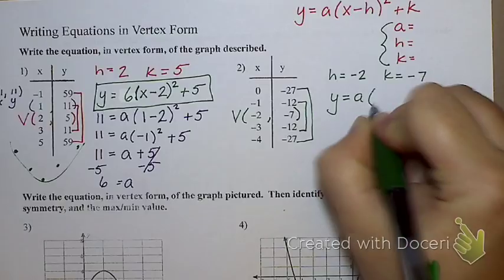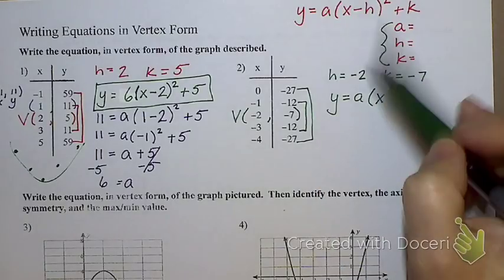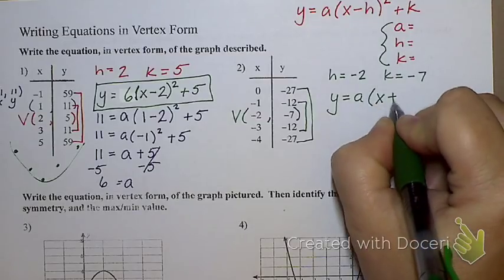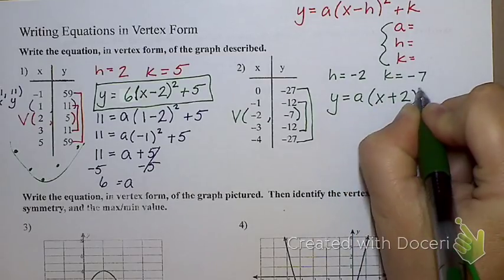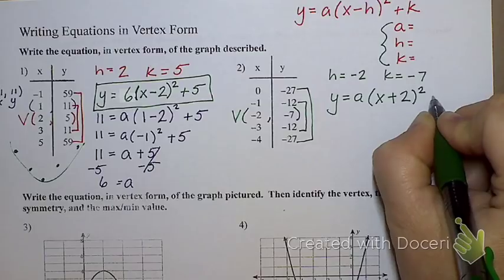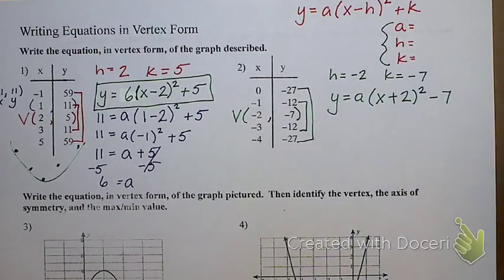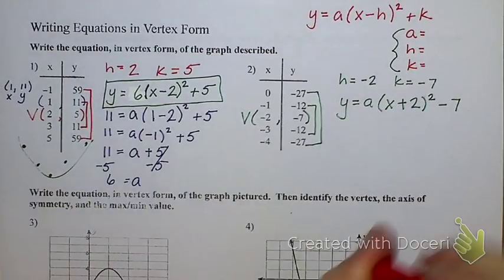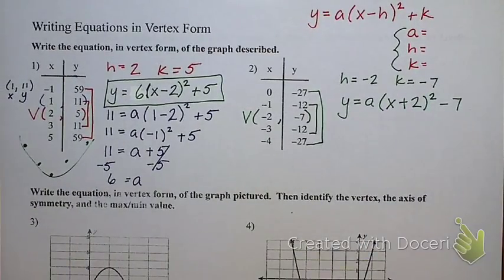A parentheses X. Let's see, this is a -2, so what's it going to look like in my parentheses? +2 squared, and then -7. Yes. And how am I going to find A? Pick another point.